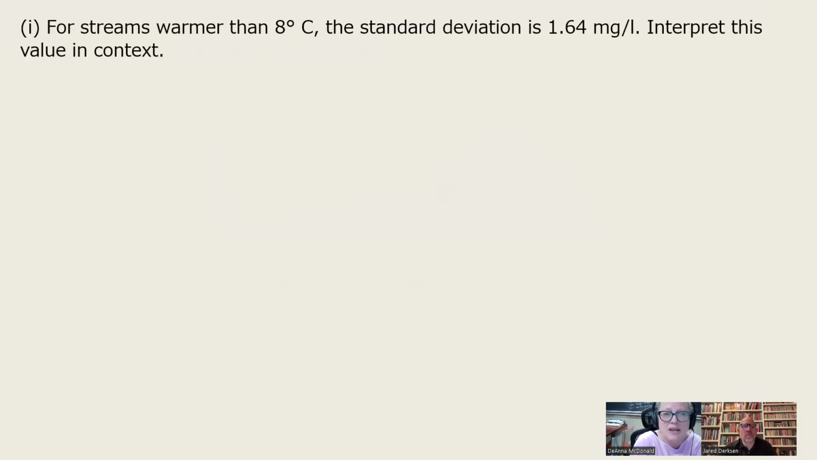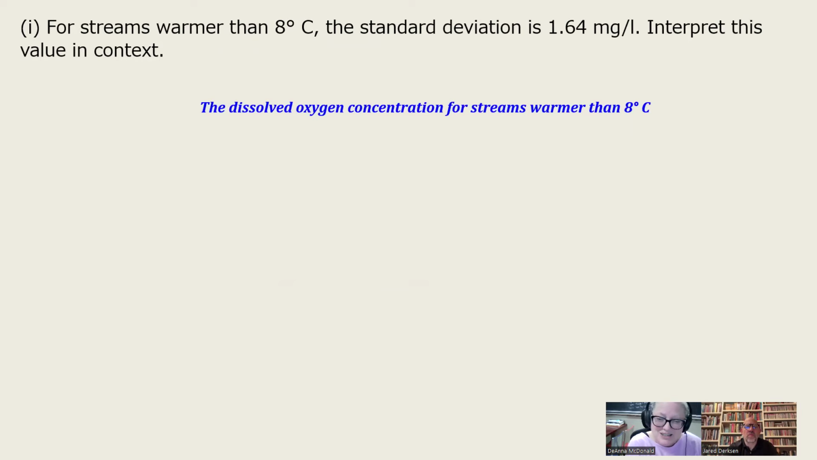For streams warmer than 8 degrees Celsius, the standard deviation is 1.64 milligrams per liter. We want to interpret this value in context. So the dissolved oxygen concentration for streams warmer than 8 degrees Celsius, there's my context, is typically 1.64 milligrams per liter from the mean.